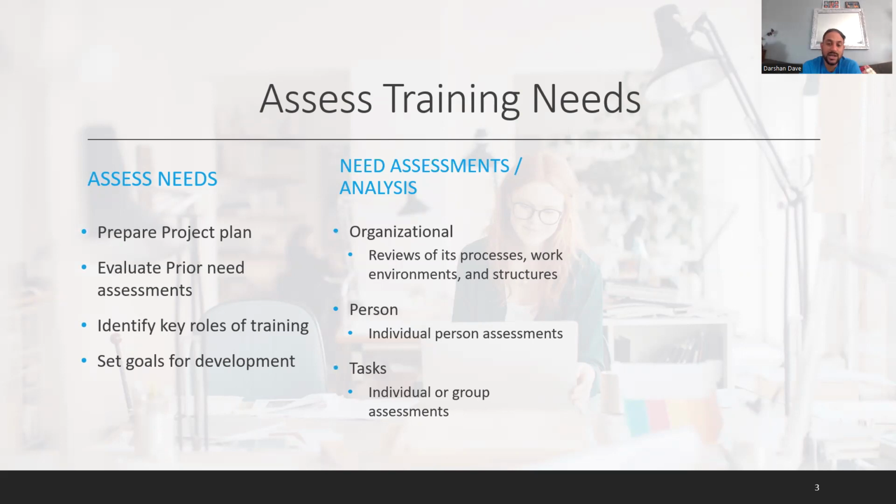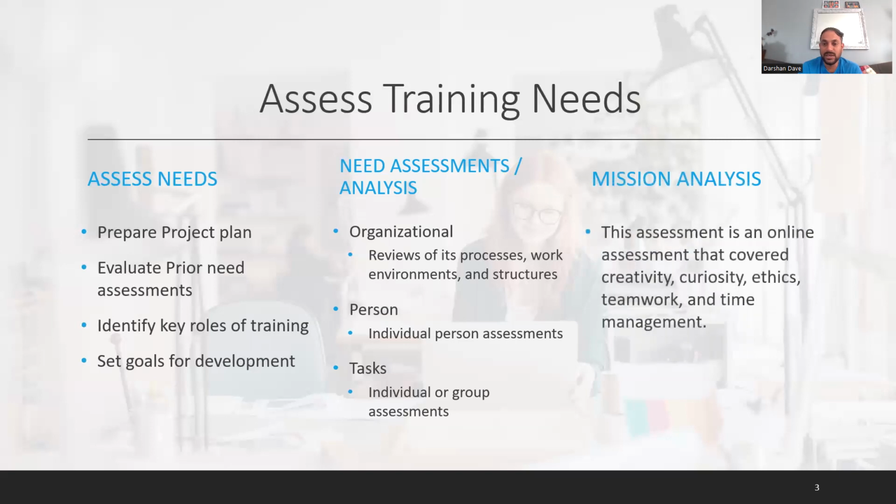The next one is the task one. The task assessment is a group one and an individual one. Whenever you are doing the group one, you are giving your assessment to the people below the supervisor, and above that they have a one-on-one individual assessment. The mission analysis: this assessment is an online assessment that covers creativity, curiosity, ethics, teamwork, and time management.